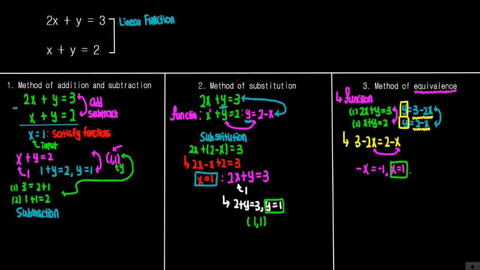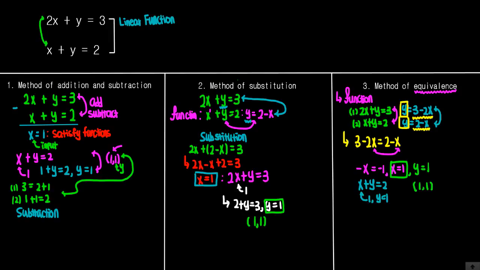And all you have to do in order to solve for the y value is substitute it back into our original function. Let's substitute into our simplest one, which is x plus y is equal to 2. Instead of x, we input 1. We get that y is also equal to 1. So when x is equal to 1, our y value is also 1. So our coordinate is going to be (1, 1). And this is the intersection point between our two linear functions.